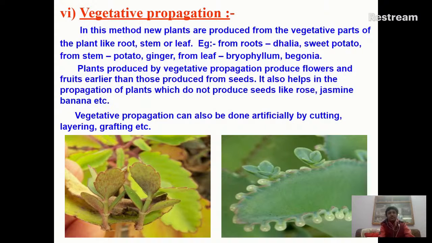So guys, in this method the new plants are reproduced. इसमें new plants जन्म लेते हैं. The new plants are produced from the vegetative parts of the plants, for example the stem, leaf, root.